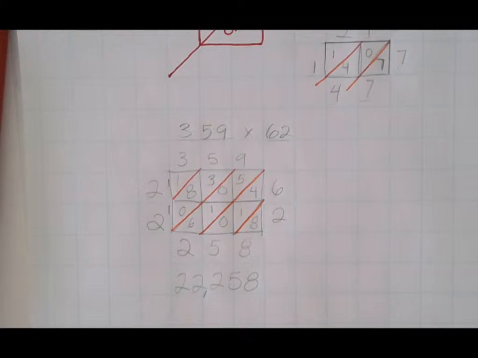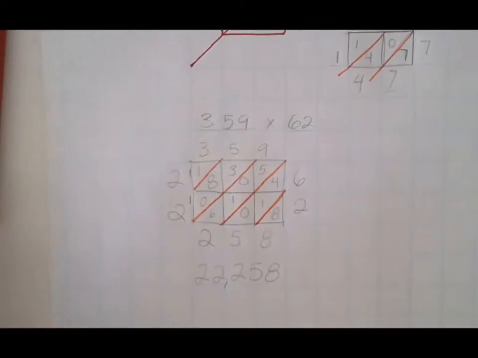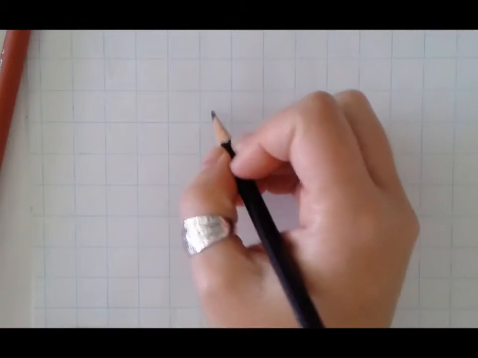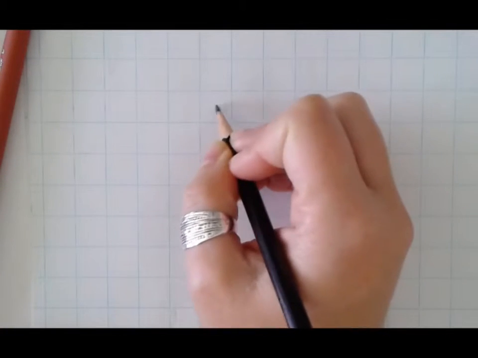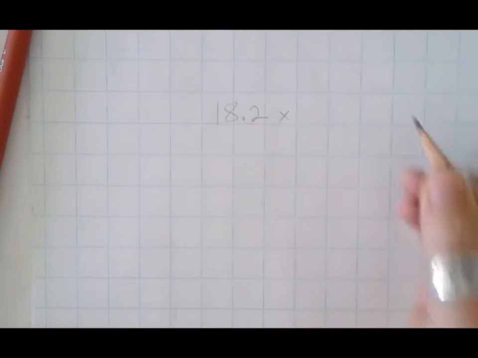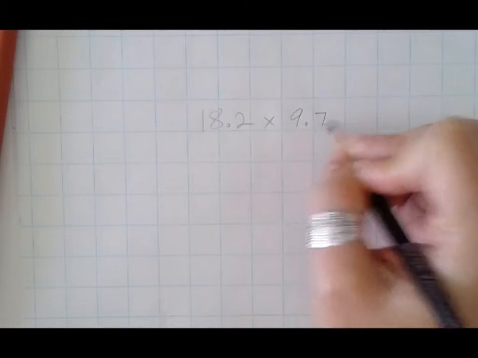So this method can also work when we're multiplying decimals. So let's do another example where we're looking at some decimal values. We set everything up the same way. So let's do a 3-digit. So 18 and 2/10 multiplied by 9 and 7/10.